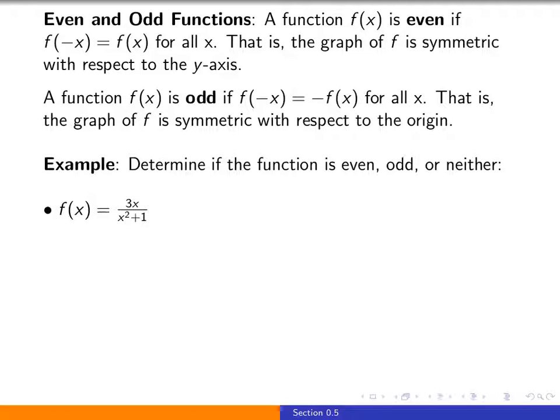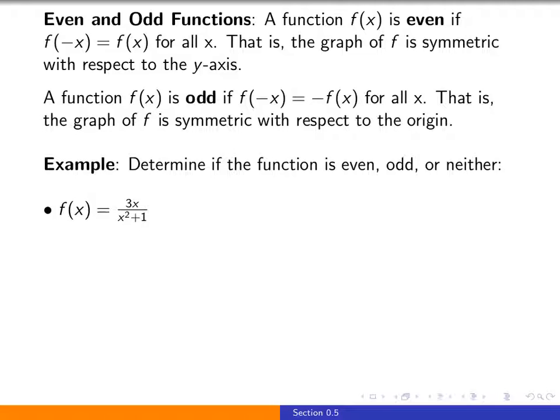So we will say that a function f is even if f of minus x equals f of x for every possible input. And that is completely equivalent to saying that the graph is symmetric with respect to the y-axis. Similarly, we will say that a function is odd if f of minus x equals minus f of x for every possible input. And note, this is equivalent to saying that the graph is symmetric with respect to the origin.